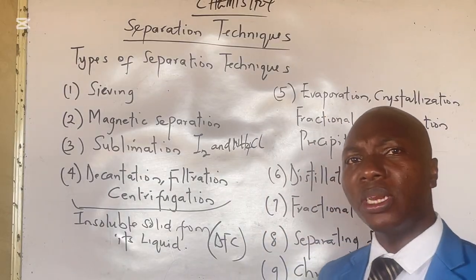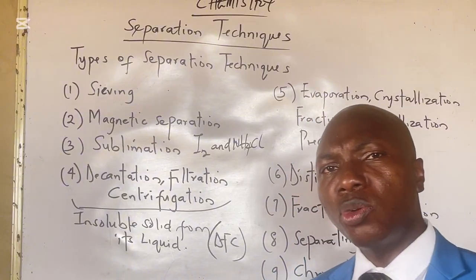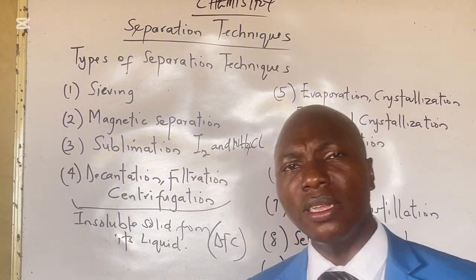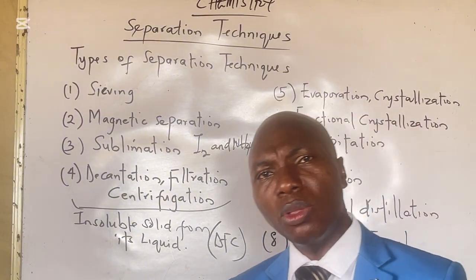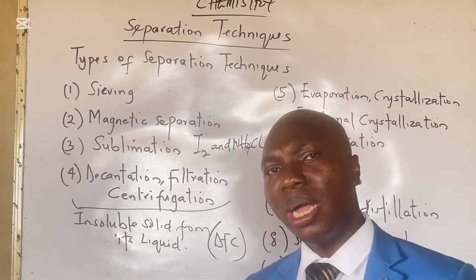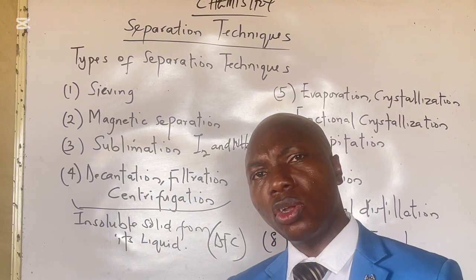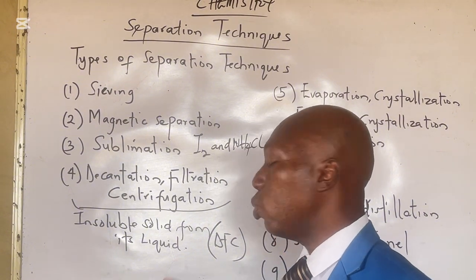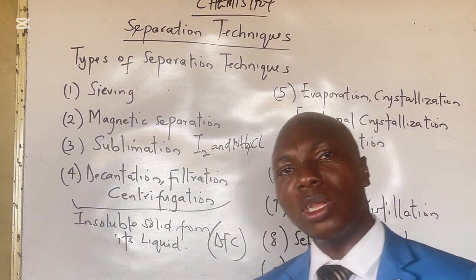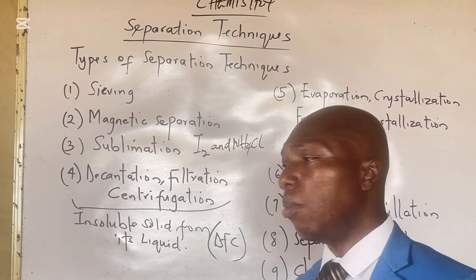The one that is common in our WAEC is the one for filtration. Filtration is a separation technique that adopts the use of filter paper. For example, you have chalk dust. How do you separate a mixture of chalk dust from its liquid? You use what we call the filter paper. These are the common examples.